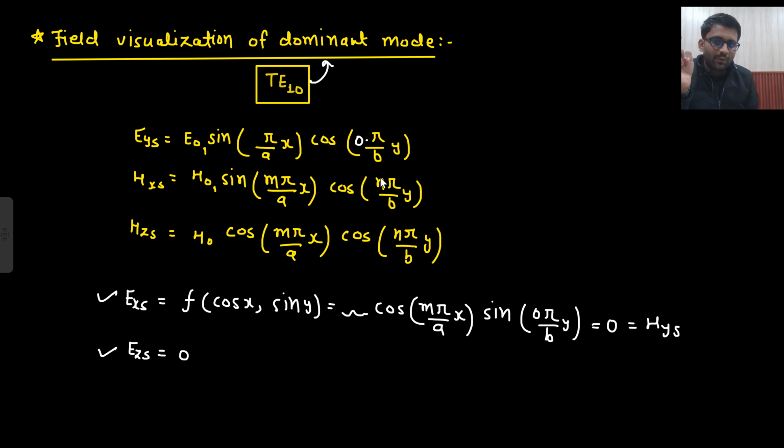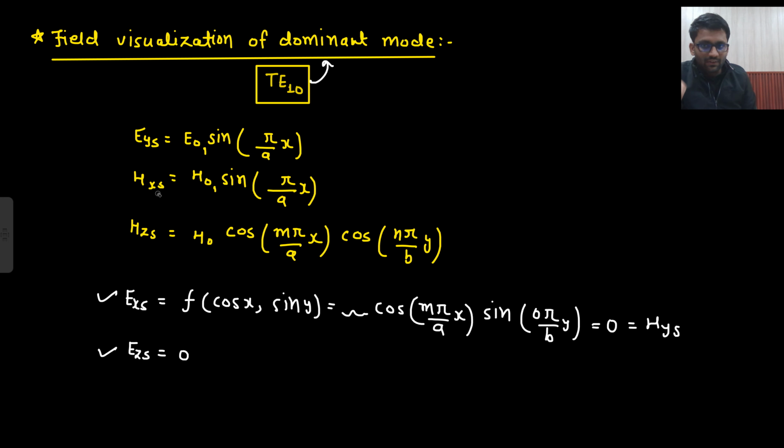If you put 0 here, 0 into anything will be 0, and cos 0 is 1. So this term will be gone. And m equals 1 has been put here, so this will be the sinusoid term only. Same thing will happen here. This term will be gone because cos 0 is 1 and this will be there as it is. So here EYS and HXS would be existing. Along with that, HZS will also be there.